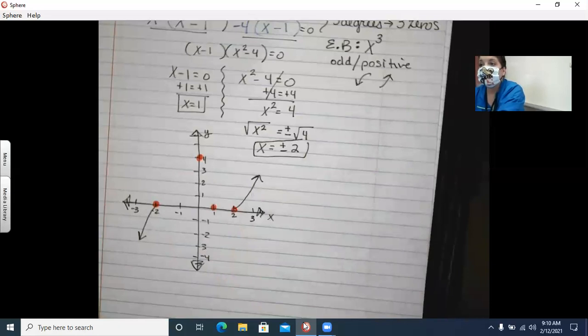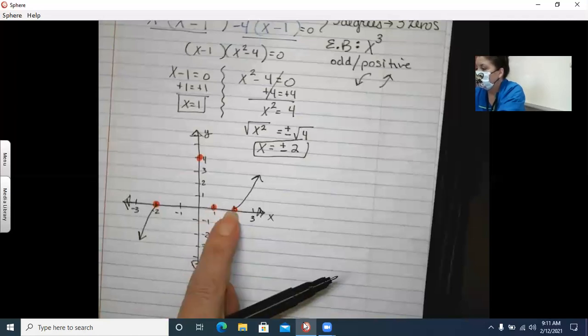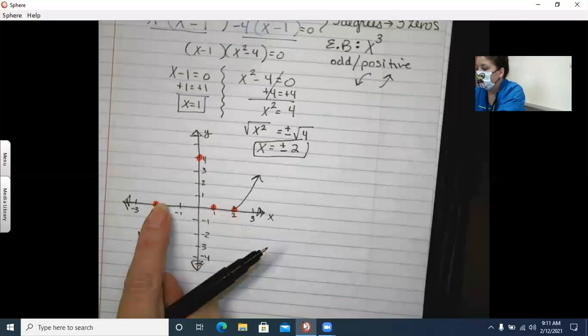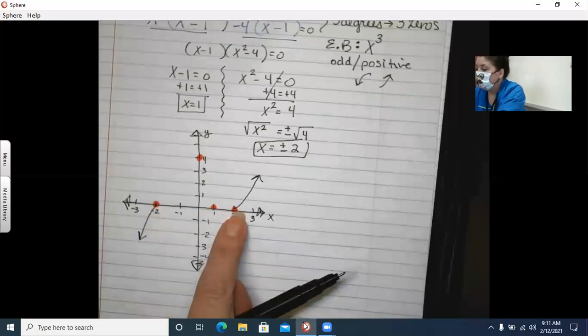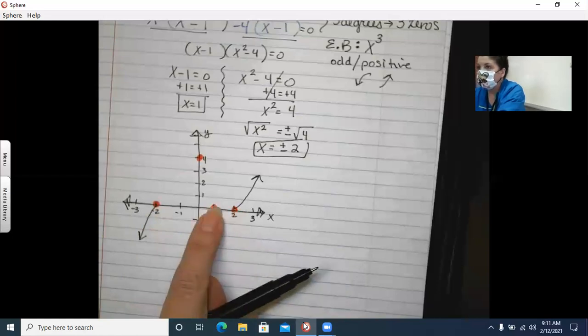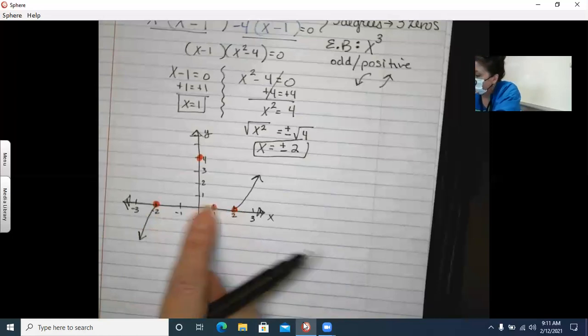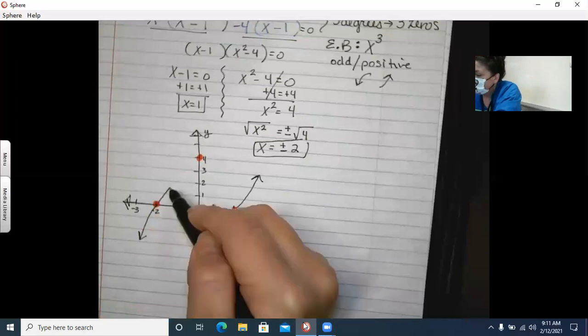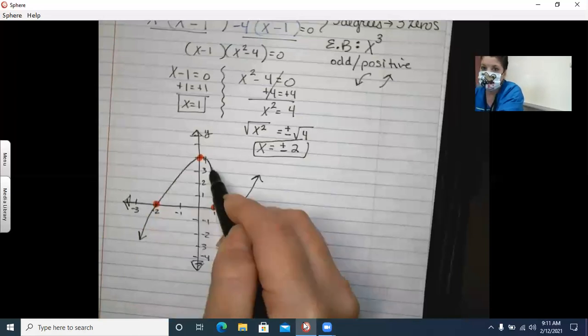So from there, we pretty much sketch what's in between, right? But my graph is going to curve in between each set of consecutive x-intercepts. So I'm going to have a curve between negative 2 and 1. I'm going to have a curve between 1 and 2. Now, between negative 2 and 1, my y-intercept falls between those 2 points, right? So I know that I at least need to go high enough to pick up that y-intercept.